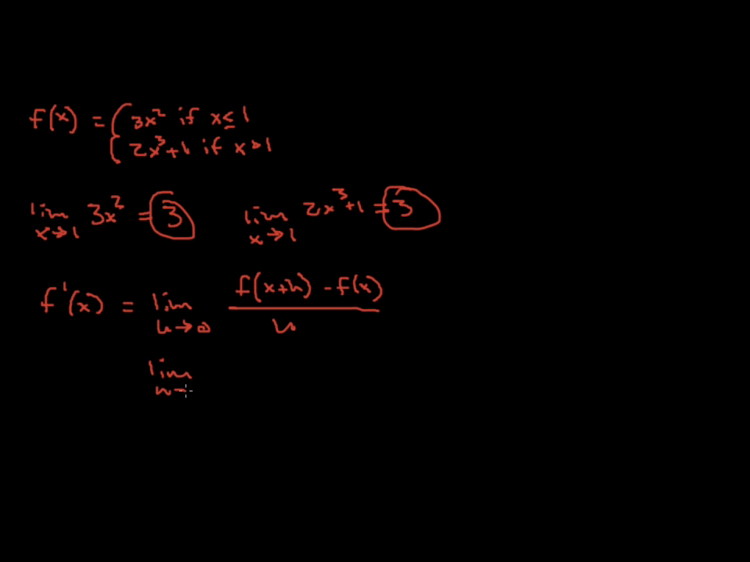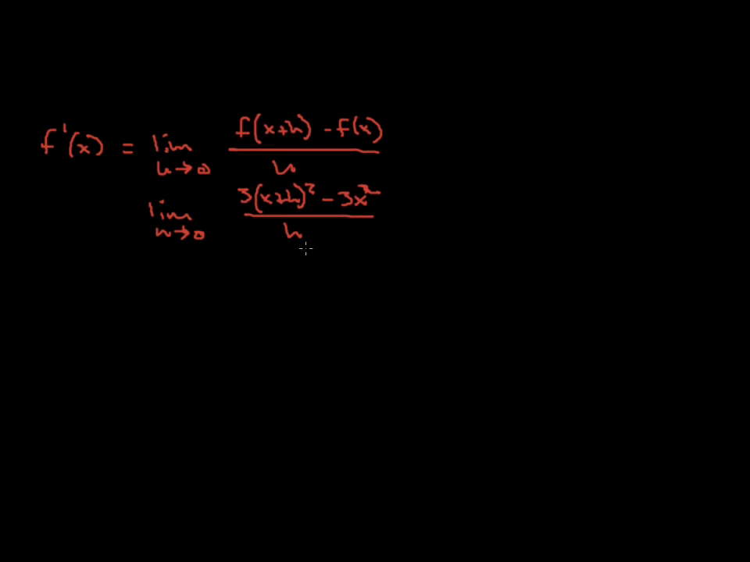So if we use 3x squared, then the limit as h approaches 0 is 3 times (x plus h) squared minus 3x squared. This is all over h. So if we keep going, we could say that the limit as h approaches 0 is 3 times x squared plus 2hx plus h squared, minus 3x squared, all over h.